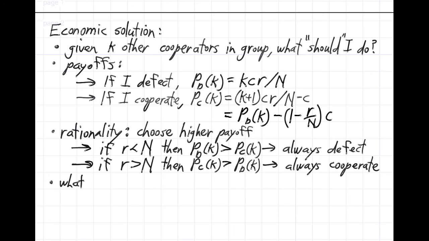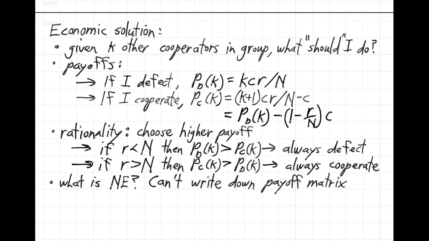So can we figure out what the Nash equilibrium is? The problem is we can't write down a payoff matrix because it's not a two-player game. So there isn't just a row player and a column player. Now there are n players, and n could be 3 or 3 million. So if you wanted to write that down, you'd need n dimensions for your so-called matrix.